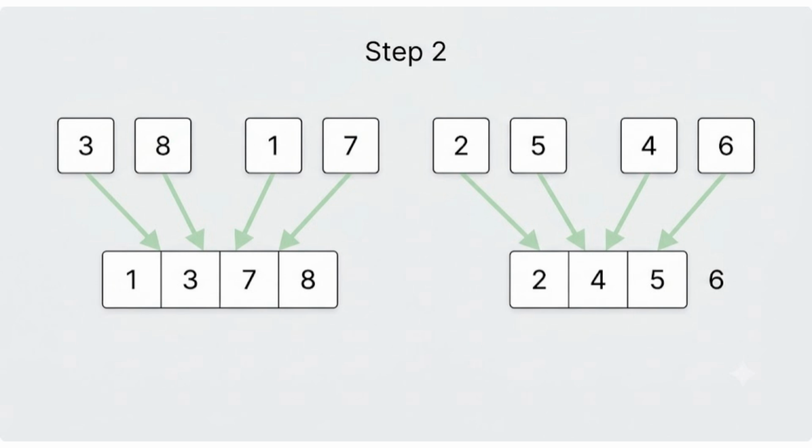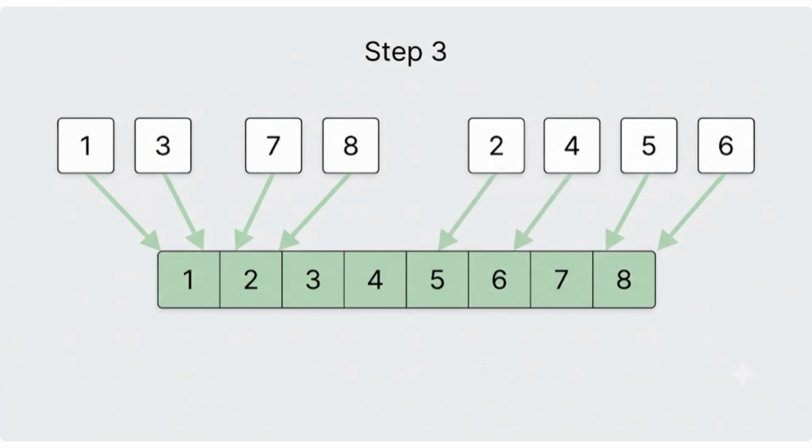3, 8 and 1, 7 are compared and merged. 1 is smaller than 3, then 3 is smaller than 7, then 7 is smaller than 8, resulting in 1, 3, 7, 8. 2, 5 and 4, 6 are compared and merged, so the resulting sorted array is 2, 4, 5, 6. The visualization below shows this transition. The input blocks now match the output of step 1, the 3, 8 and 1, 7 pairs, and the arrows demonstrate how they combine into the new larger sorted 4-element arrays.